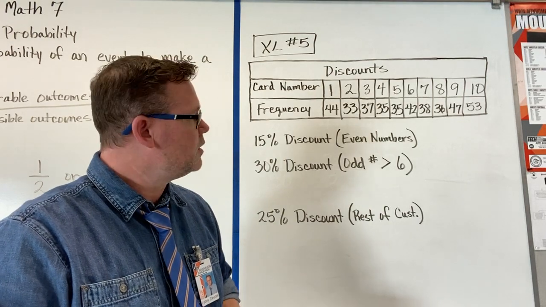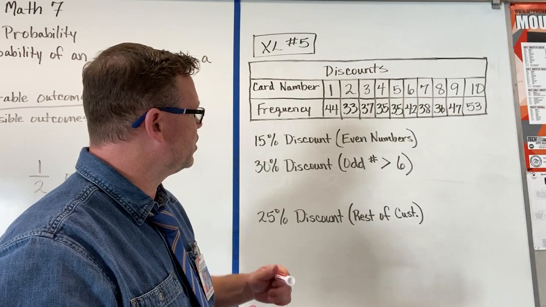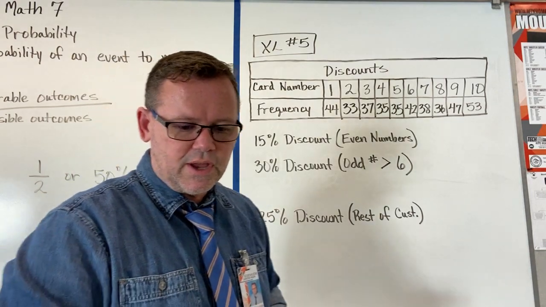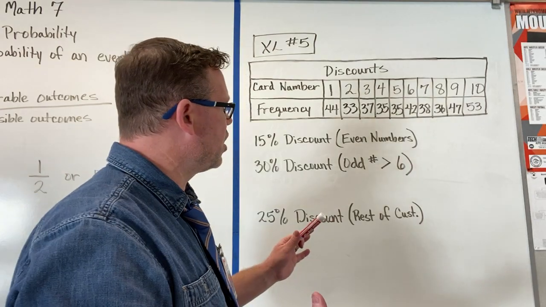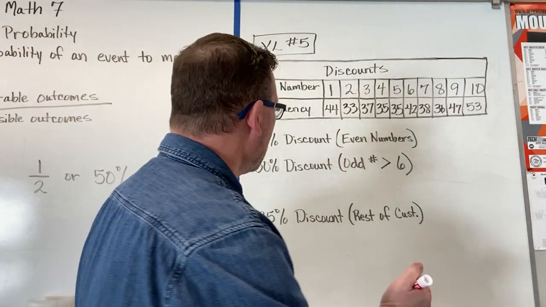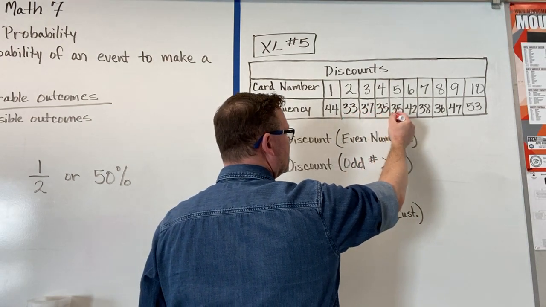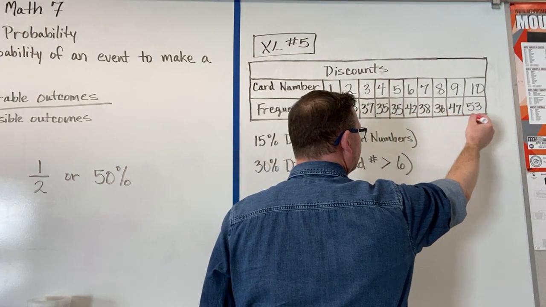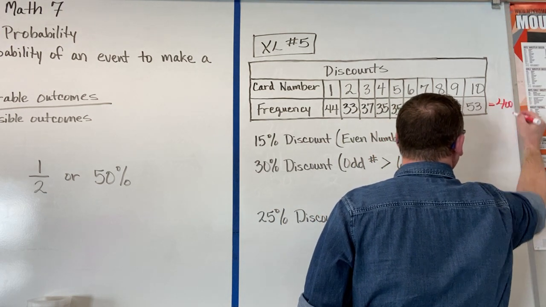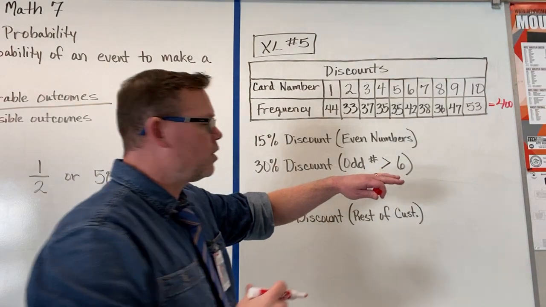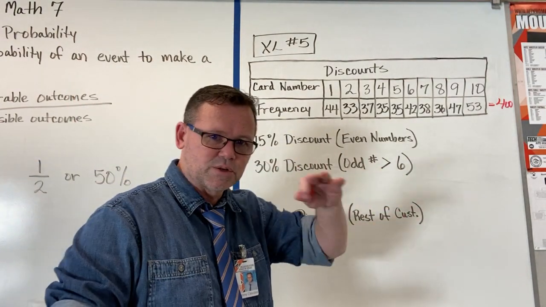All right? So here's what we're looking at. First, let's look at the even number discounts. Okay, so the first thing you have to realize is, in this scenario, there are 400 cards given out. I found that out by going through and adding up all of these frequencies. When I add these all up, they equal 400. Okay, so that's the number that we're going to put on the bottom. That is the total number of possible outcomes.